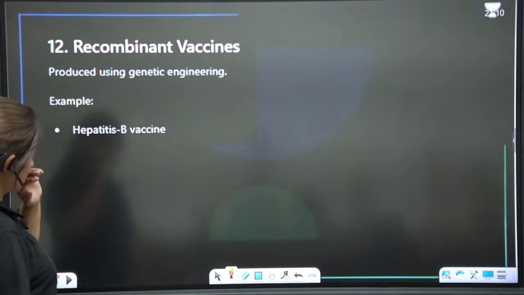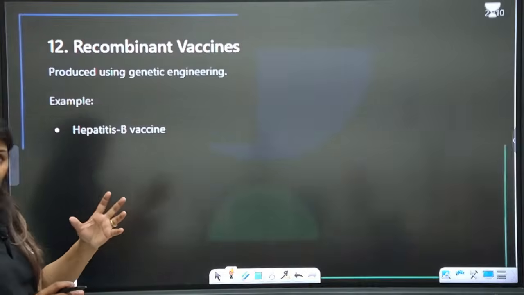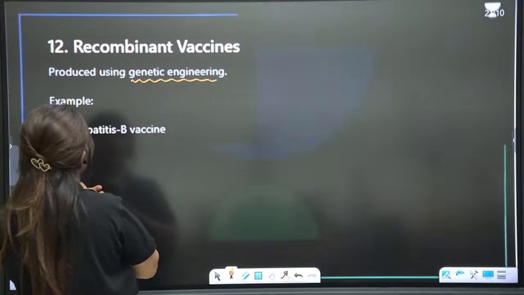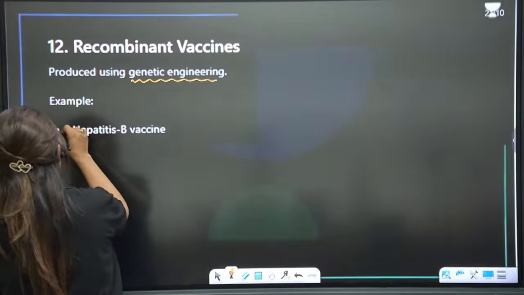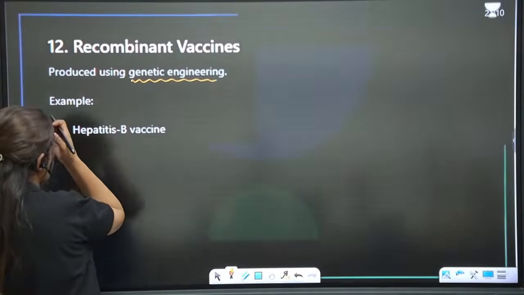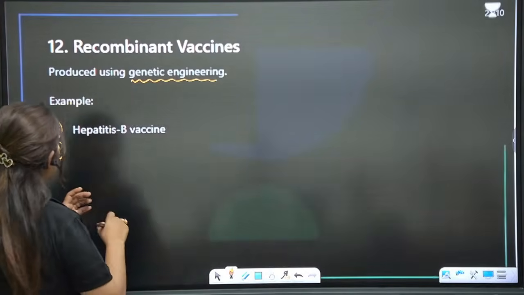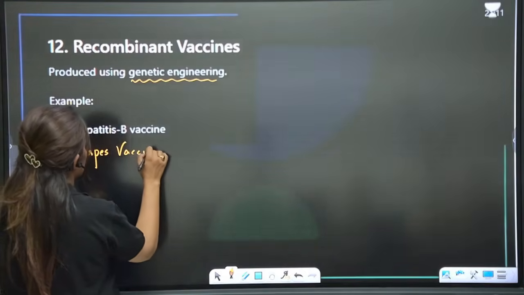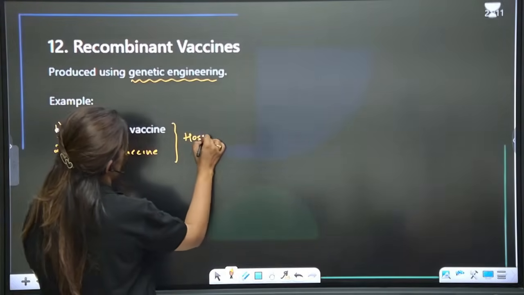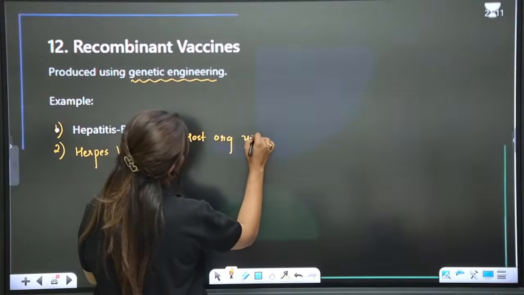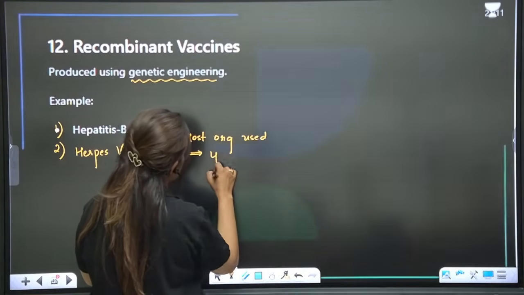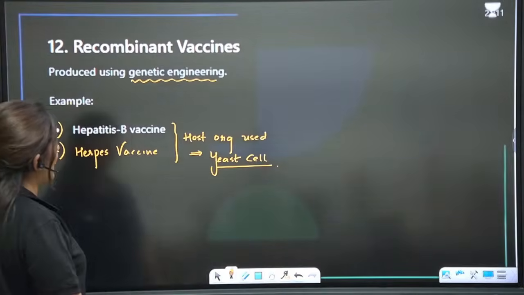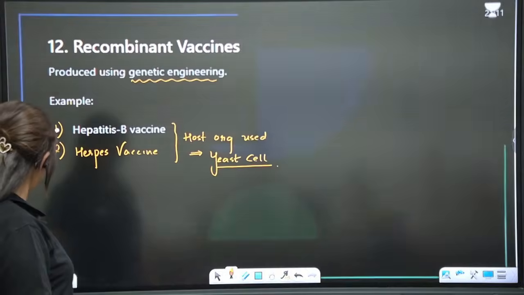Clear to all? Now, these are the third generation vaccines, the most modern vaccines that we have, which are produced by genetic engineering. Here we have made many rDNA vaccines, but the two given in your NCERT are the hepatitis B and herpes vaccines. Now the PYQ is, which is the host used for this? The host organism used for making these is yeast cell. Is that clear? Please tell me, these points are clear to all, right?